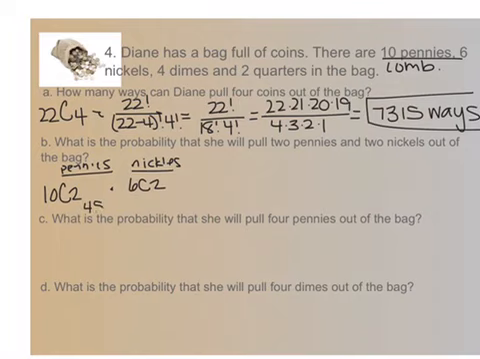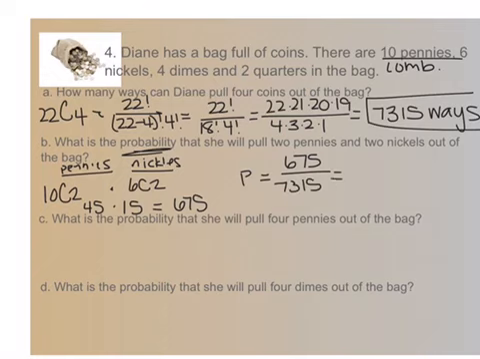45 ways I can get 10 choose 2 for pennies. And then 15 for 6C2. Multiply those together because I want both of them to happen. I end up getting 675 ways for me to choose pennies and nickels. So now if I want to find the probability, I am going to take the 675 divided by my total number of ways, and that's going to give me 0.092.